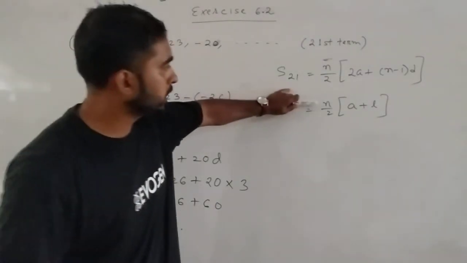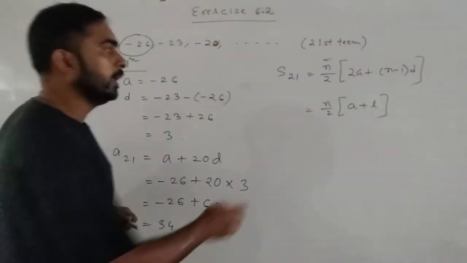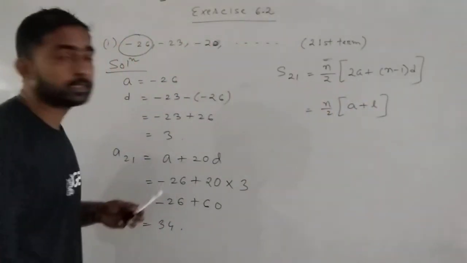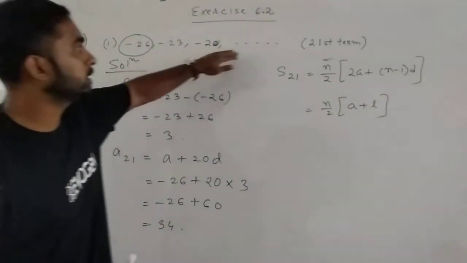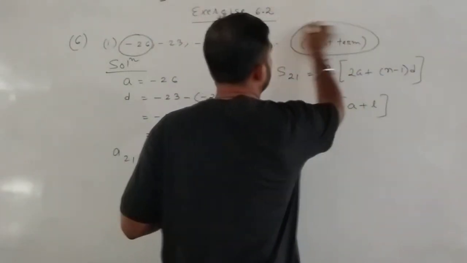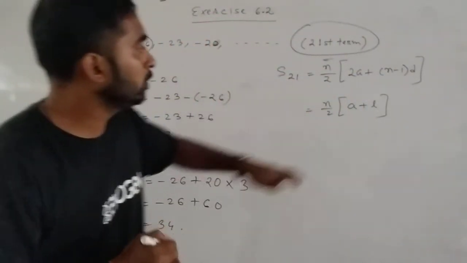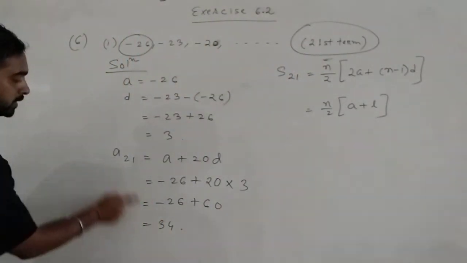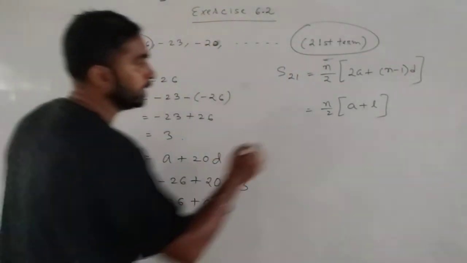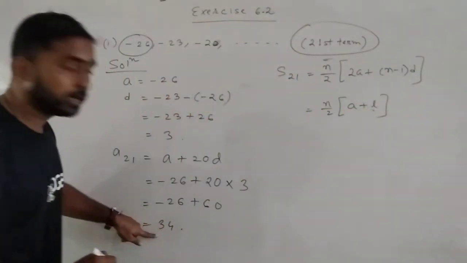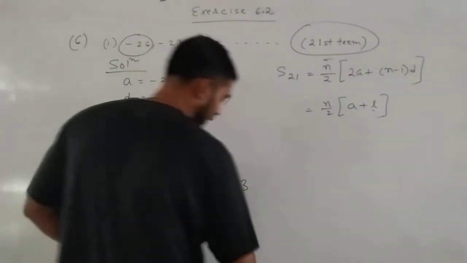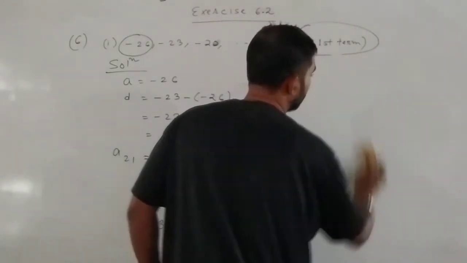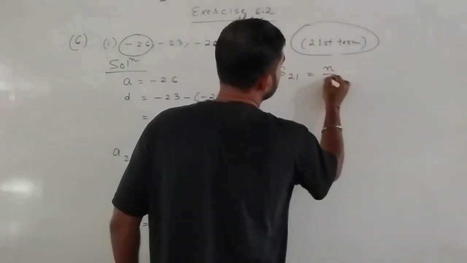And in the second formula, n equal 21, A equal to minus 26, and L. What is L? L means the last term. So here in the sequence, the last term is the 21st term. So L will be considered as the 21st term. What is the value of the 21st term? That is 34. So here L will be 34. We can use both formulas, but the easy one will be the second one, n by 2 A plus L.